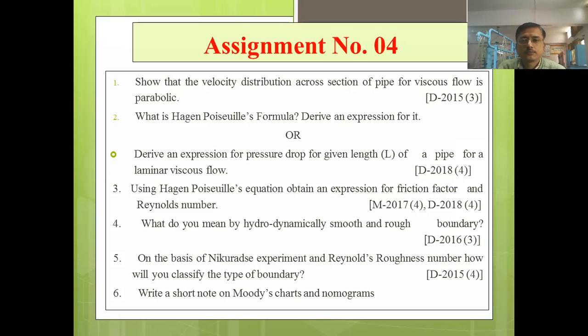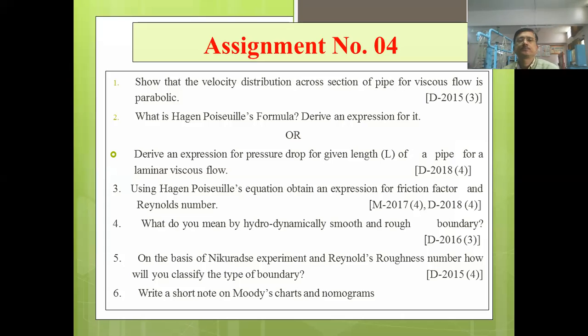Show that the velocity distribution across the section of a pipe for viscous flow is parabolic. This is question number 1 itself.